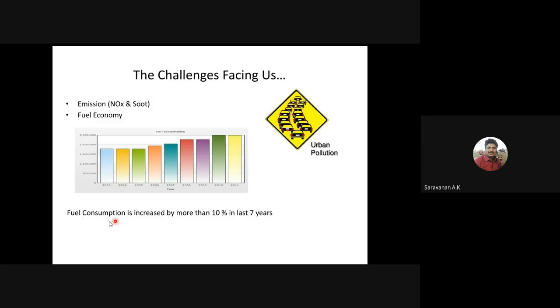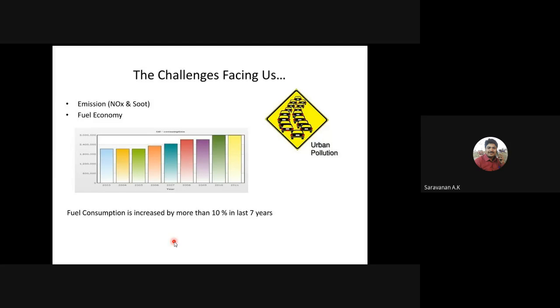The fuel consumption has increased by more than 10 percent in the last 7 years. It's very difficult. If we go on like this, the fuel economy will be very bad. So we have to supply fuel into the engine in an optimized, minimized condition. Lower fuel consumption is very required, and higher efficiency for ambient air quality is also very important.